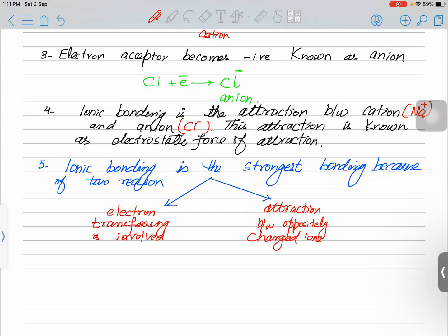Now, Isa, can you tell me why ionic bonding is the strongest bonding? Sir, because of electron transferring and attraction between two oppositely charged ions. Exactly, because of the two reasons. First, electron transferring is involved. Number 2, it is the attraction between oppositely charged ions.